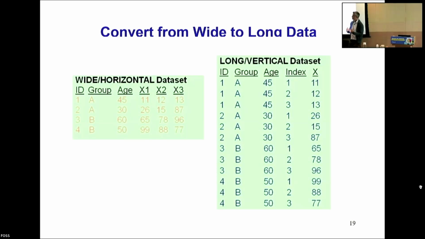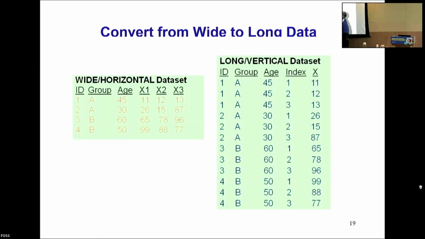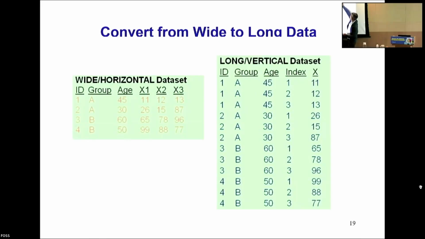Remember, in a repeated measures growth curve model, the level 1 is the occasion. So each line cannot be an individual. Each line has to be a time occasion. So we now have the first line. It's person ID 1 in group A, and say their age was 45. Their X value was 11 at time period 1. In time period 2, their X value was 12, and in time period 3, the X value was 13.